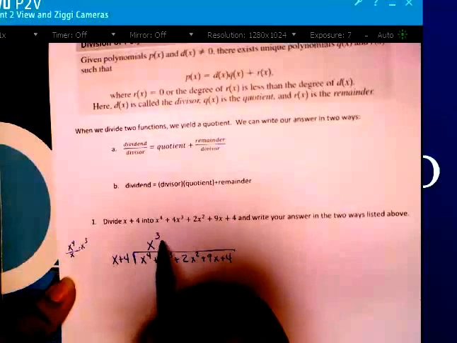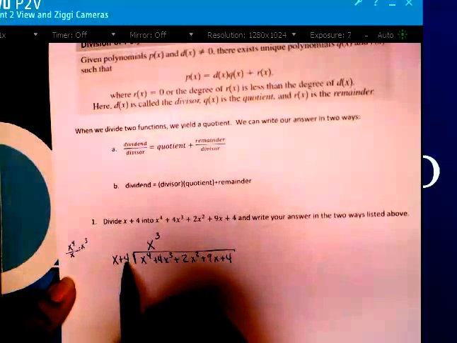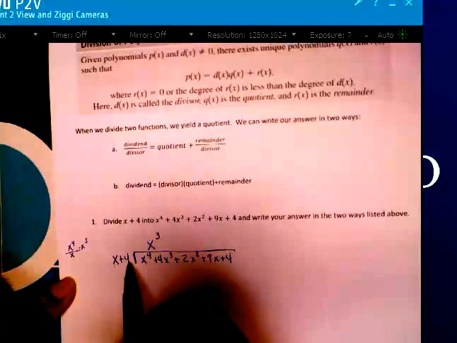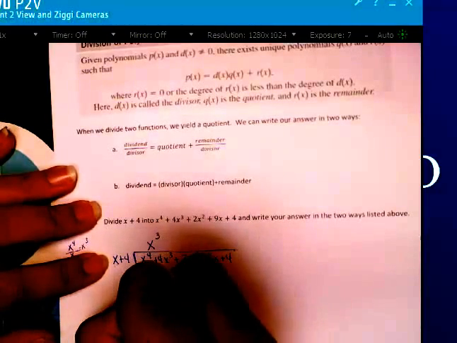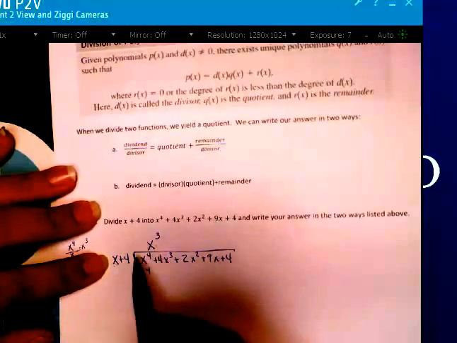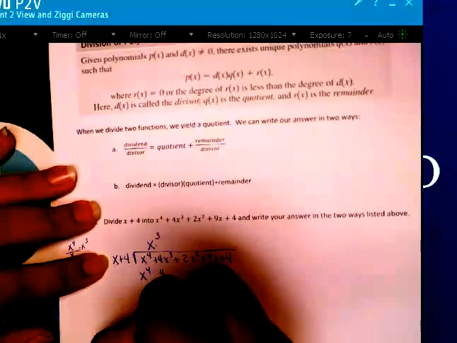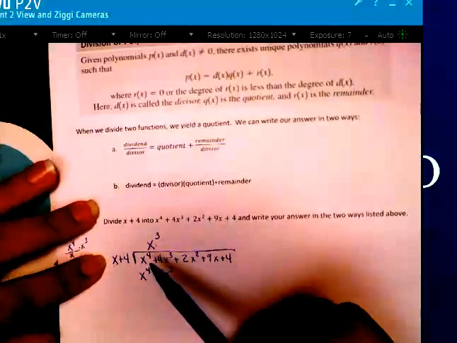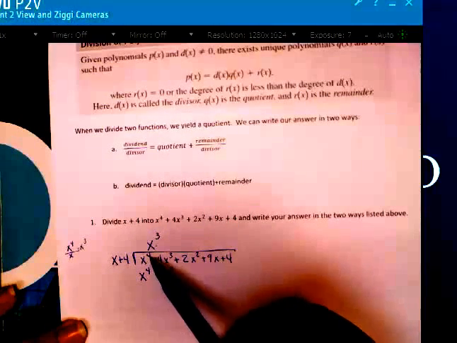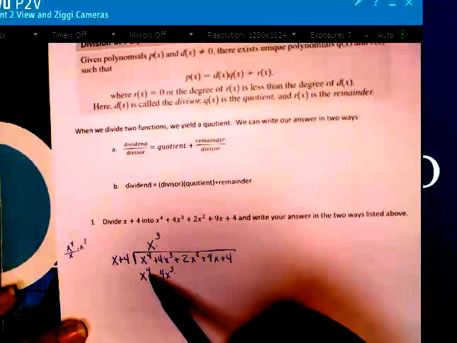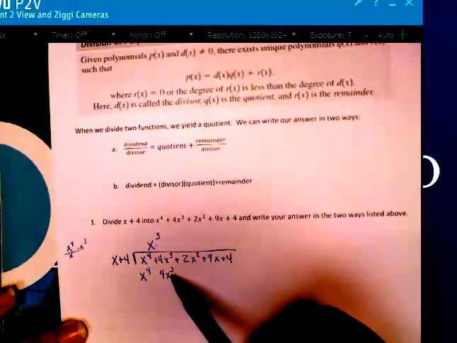Now I'm going to take this x cubed, multiply it by both of these terms, and then subtract it. So x cubed times x gives me x to the 4th. X cubed times 4 gives me 4x cubed. Notice that I'm lining it up underneath the like terms. So here's x to the 4th, I put x to the 4th here, x cubed is here, so I put x cubed here.